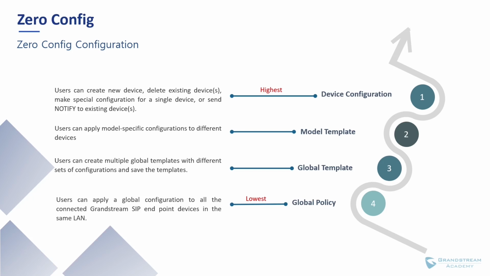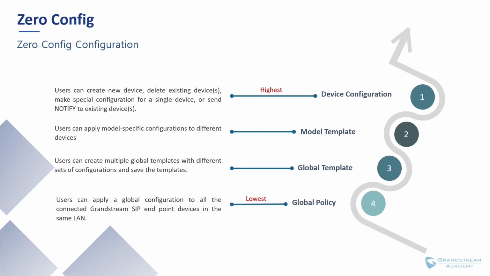The main difference between global policy and global template is that global policy applies automatically to all the GrandStream devices, while a global template needs to be selected and applied to devices. In other words, you need to go to the device configuration, then select the right global template in order to apply it for that specific device model. Then we have the layer that comes third in priority, and it's model templates.